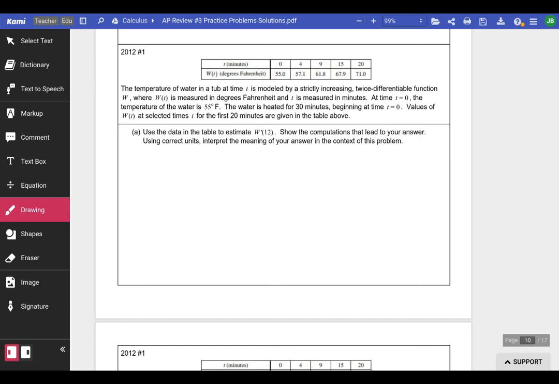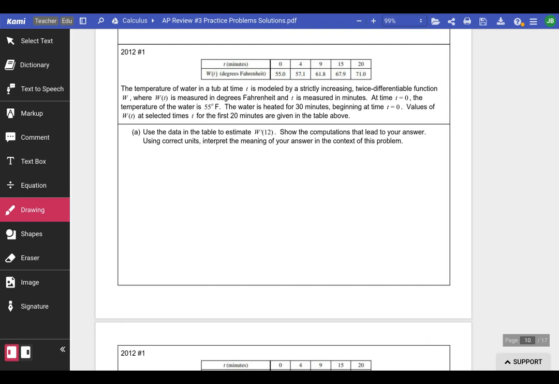Hi everyone, in this video I'm going to go through question number 1 from the 2012 AP exam. So like a lot of the questions we've looked at in this practice set, we start off with a table of values here for the temperature of water in a tub. And they give us some information about this function W.